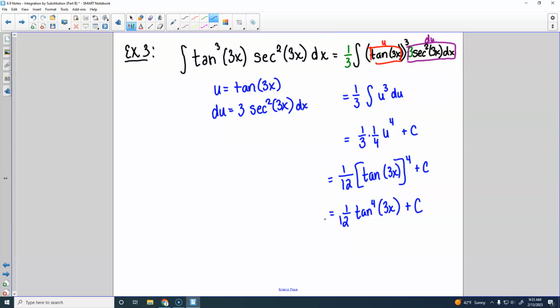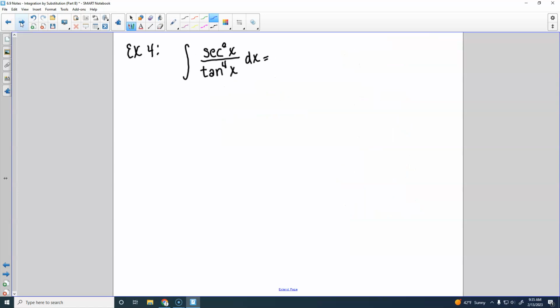Okay. Questions? Let's see. That is a square on top and then a fourth power on the bottom.